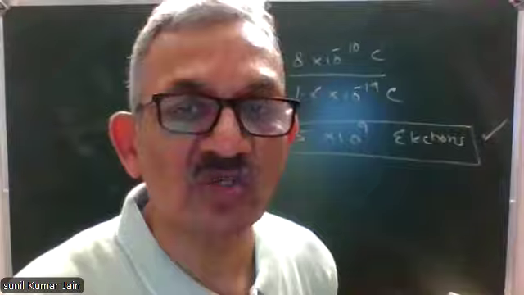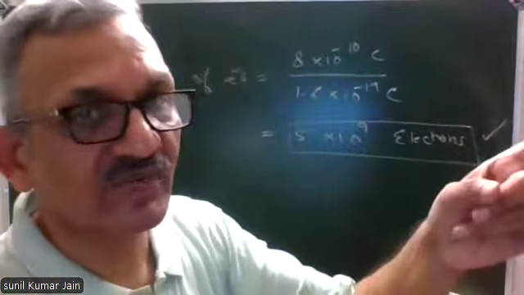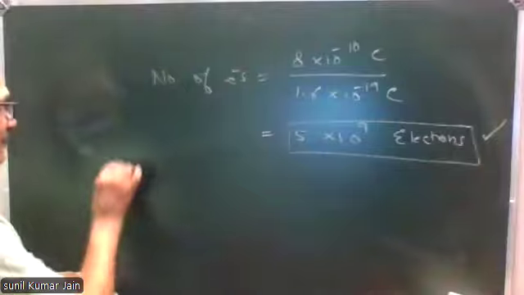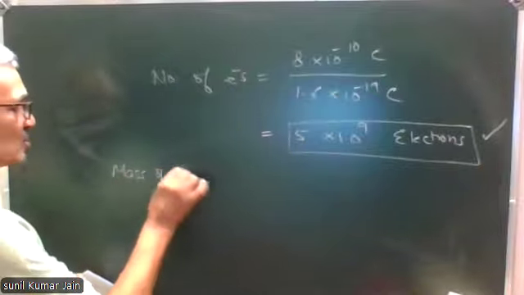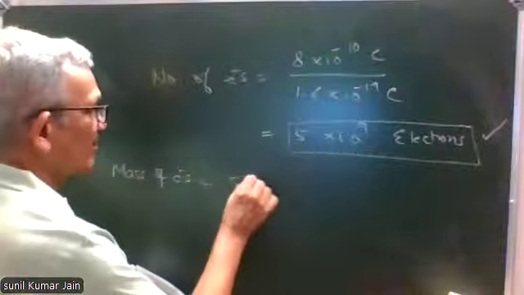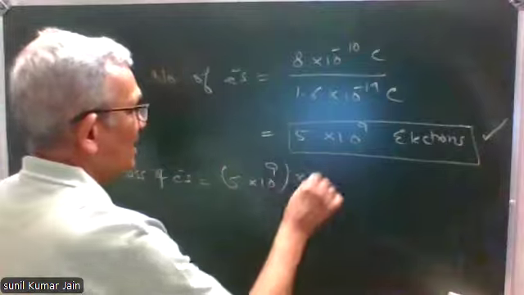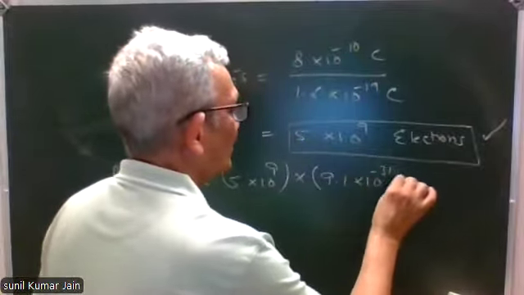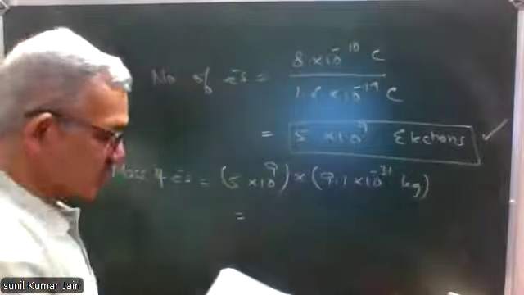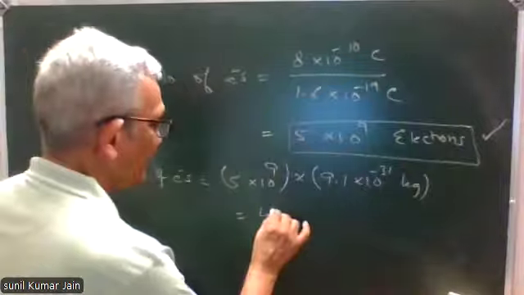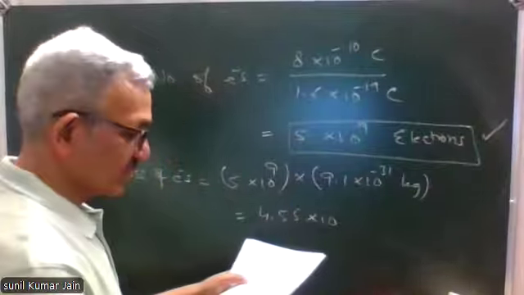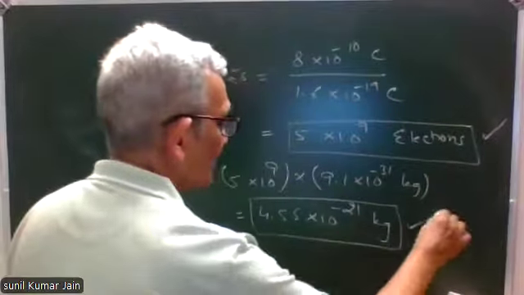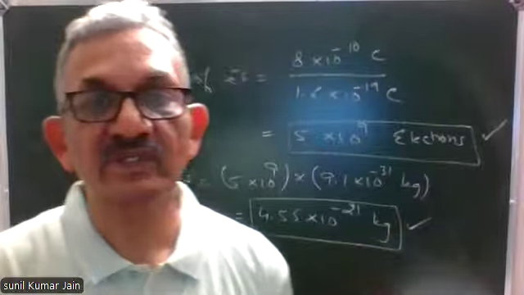Second, we have to calculate the mass of these electrons. We know the mass of one electron and we know number of electrons, multiply, we'll get mass of electrons. So mass of electrons will be number of electrons multiplied by mass of one electron, 9.1 into 10 to the power minus 31 kg. This will be the second answer, 4.55 into 10 to the power minus 21 kg.